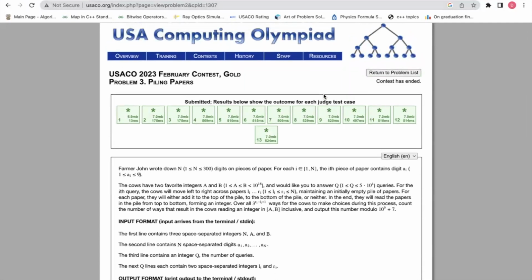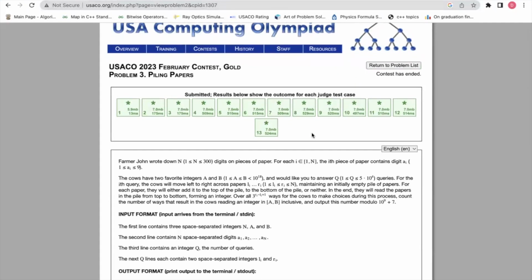Today we will be going over the USACO 2023 February Contest Gold Division. Problem number 3, Piling Papers. Farmer John wrote down digits on pieces of paper. For the ith piece of paper, you are given a digit A_i.